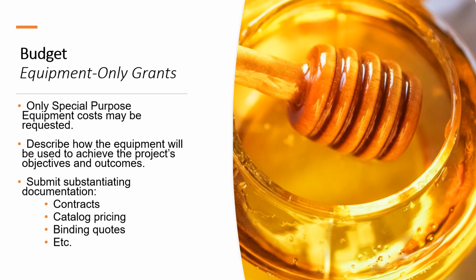Special purpose equipment includes canners, hulling processors, reverse osmosis systems, egg packing machines, flotation tanks, roasters, other processing equipment, packing and labeling equipment, delivery vehicles, and similar. Be sure to describe how the requested equipment will be used to achieve the objectives and outcomes of the proposed project. Please note that applicants must submit documentation to substantiate the costs of each piece of equipment, which can include contracts, catalog pricing, binding quotes provided by licensed commercial entities, or similar.